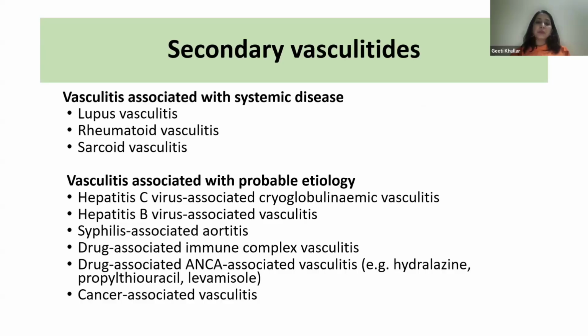Then vasculitis associated with probable etiology. We will come to that subsequently also. So this is the Chapel Hill classification that has been given, and it was modified. These are the newer entities that have been put in the classification.